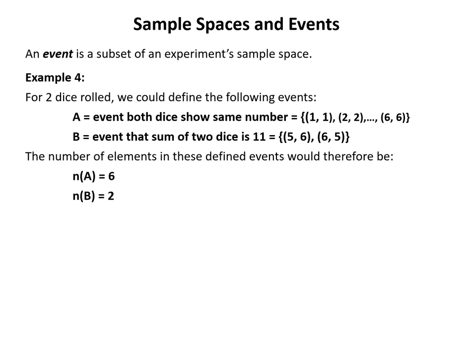We can also define another event B, which is the event that the sum of the 2 dice is 11. And that would be the set of outcomes (5,6) and (6,5). And then we could state the number of elements in these defined events. The number of elements in A would be 6, and the number of elements in B would be 2.